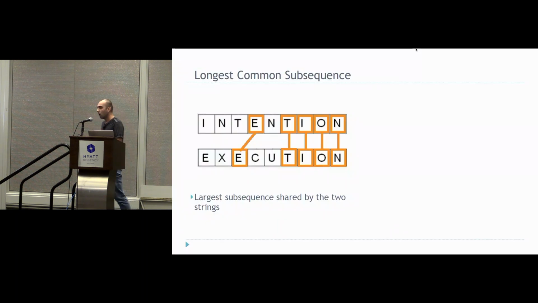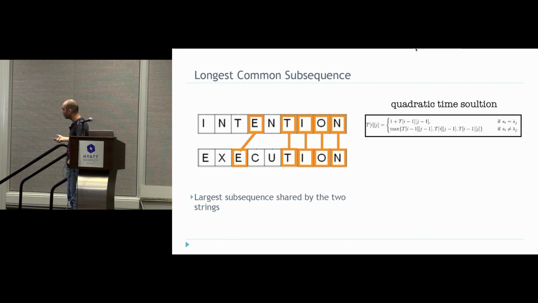OK. So in LCS, you have two strings, and you want to find a subsequence which is shared between them, and the length of this subsequence is maximized. To clarify, in a subsequence, we allow for gaps, but in a substring, we don't allow for gaps. So here, we are concerned with subsequence. The problem is old, and the solution is not very hard. You can solve LCS in quadratic time with dynamic programming.